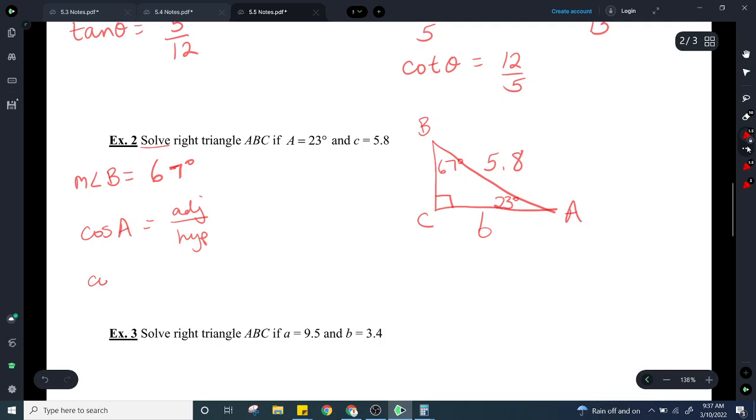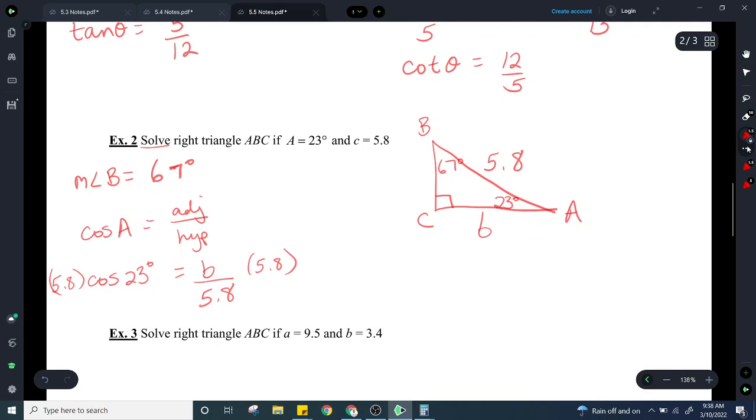So let's write that down. Let's fill in what we know. The cosine of angle A was 23 degrees, and the adjacent side is the unknown, that's B, and the hypotenuse is 5.8. So what I have here is a little equation I can solve for B. I'm going to multiply both sides by 5.8 to get B by itself.